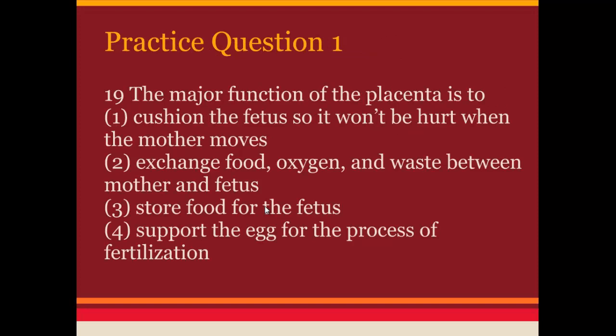Here we have a practice question from a Regent. The major function of the placenta is to. Take a minute to look at your choices. I hope you chose number 2. The function of the placenta is to exchange food, oxygen, and waste between the mother and fetus. It does not store food. Rather, whenever the mother eats, the food can diffuse towards the baby. It doesn't support the egg. It's used during pregnancy. And it also does not cushion the fetus. That would be from the sac of water that the baby is in.